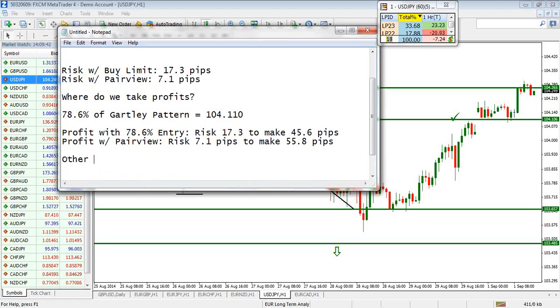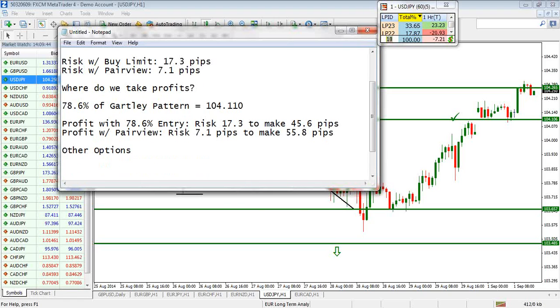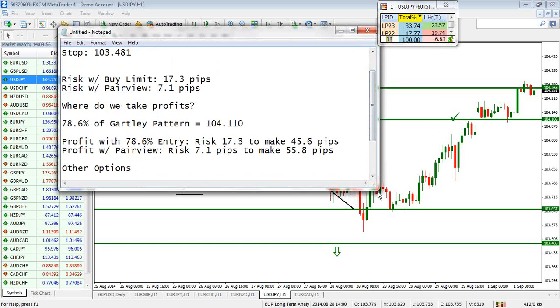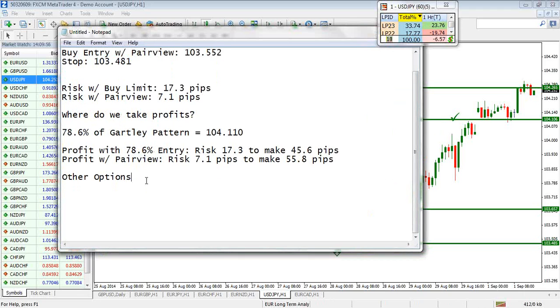Your other options that a lot of my students might do is, let's just take the example with my buy entry with the pair view at 103.552. Other options would be scaling out. I'm going way too long here. Scaling out, where instead of having 1 take profit level, you might have 2.